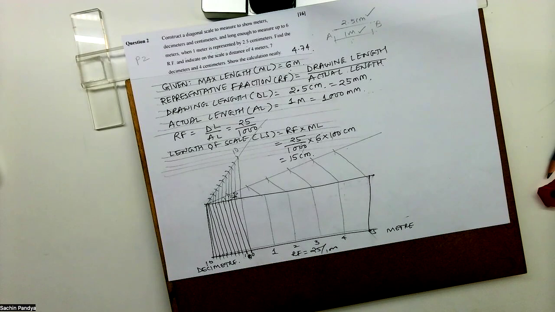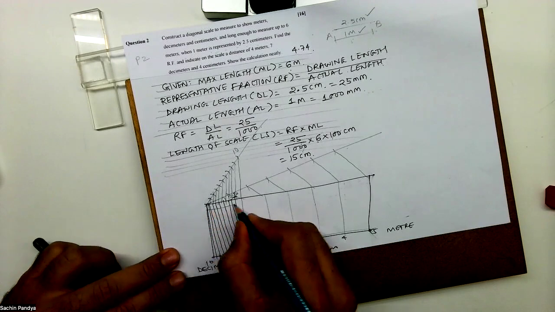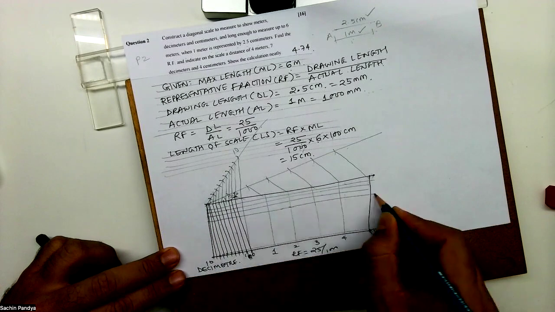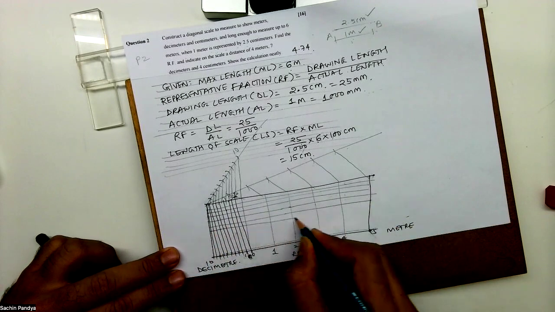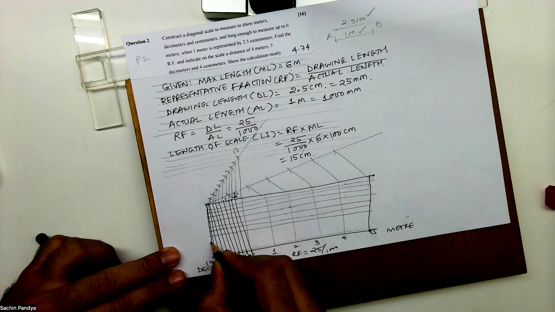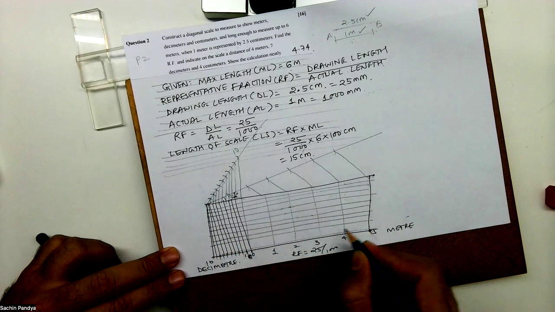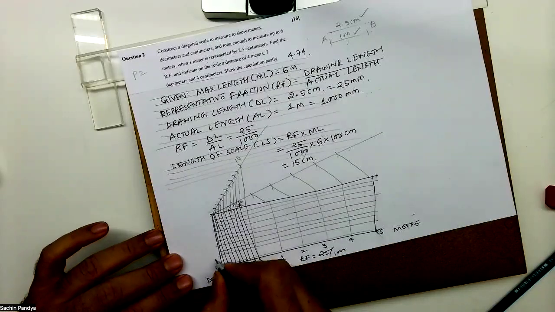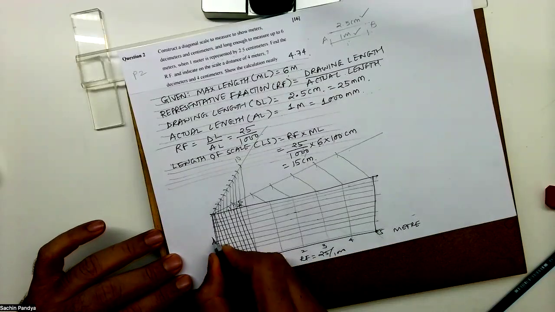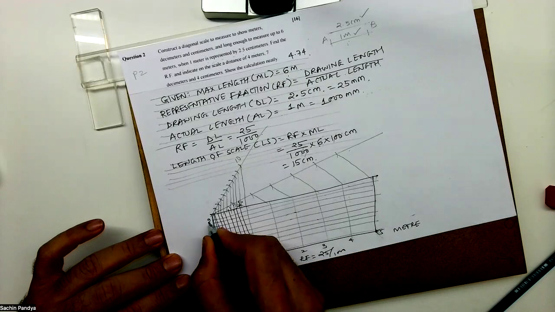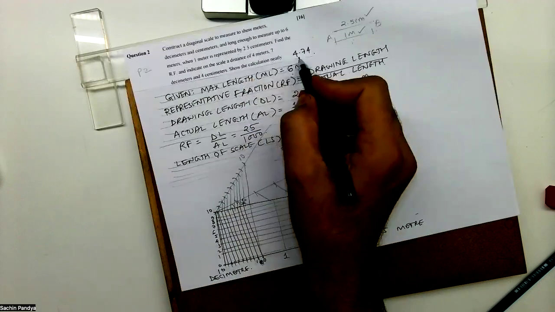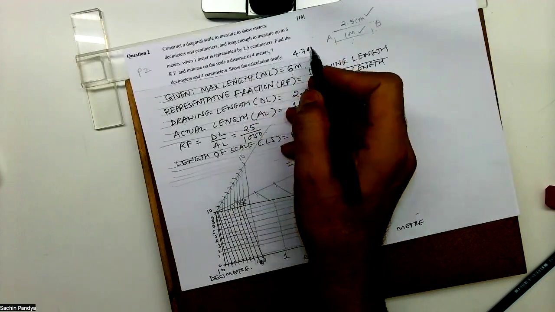Then what you have to do? This line also, vertical line also, will divide into 10 parts. 1, 2, 3, 4, 5, 6, 7, 8, 9, 10. Okay. Unequal, but manageable. Now we have to mark 4.74.